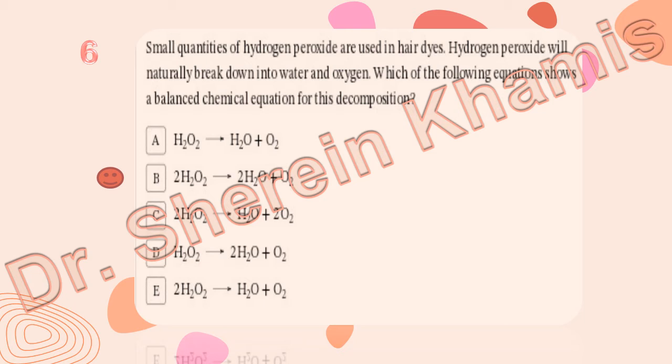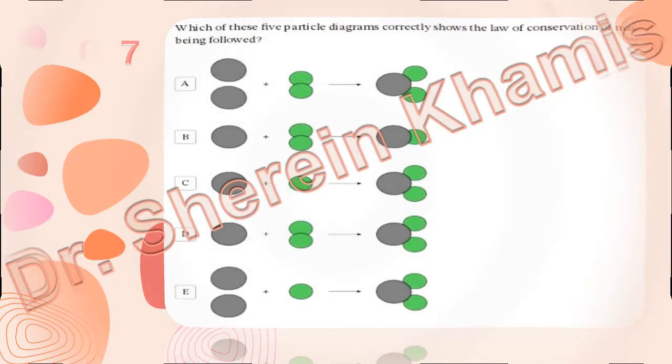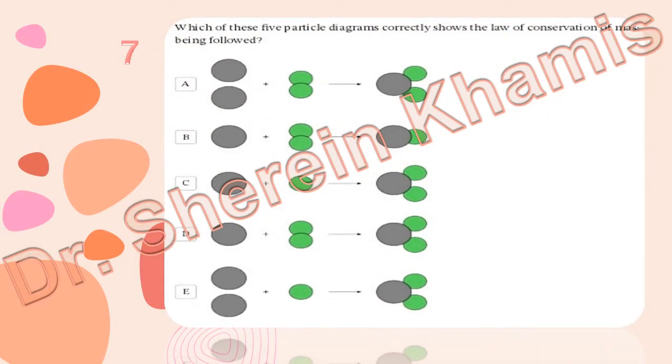Let's go to question 7. Question 7 says: which of these 5 particle diagrams correctly shows the law of conservation of mass being followed? Okay, we have the reactant here, and 2 giving the product. We have 2 gray atoms, product 1, no, the first one is wrong.